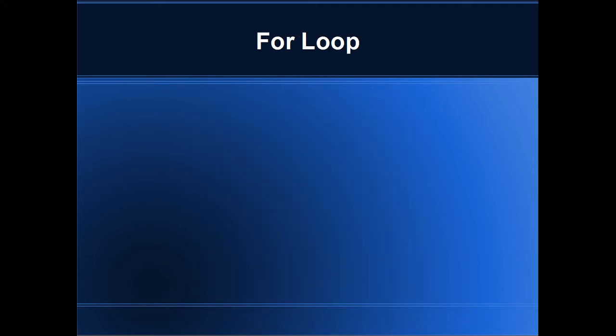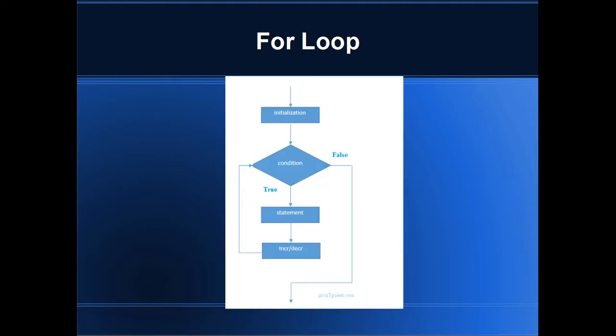Next, we have loops, specifically the for loop. It's a compact way to iterate over a range of values. You initialize the loop, check to see if the condition is true or false, continue on through and increase or decrease, and once the conditions aren't met, you exit out.